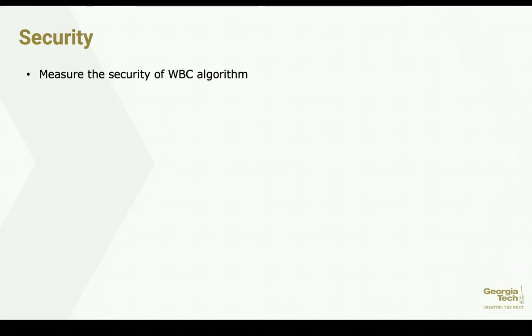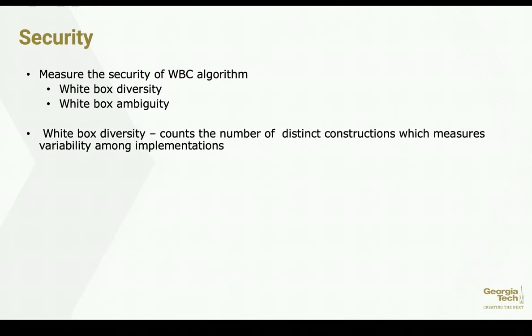In this section, we are going to discuss how secure this newly proposed algorithm is. The paper initially tells about the two metrics, or two aspects, through which we can measure a WBC algorithm. Those are white box diversity and white box ambiguity. The same metrics have been used to analyze this algorithm. So we will see what white box diversity is. Diversity counts the number of distinct constructions, which measures variability among implementations. So how much variability there is between implementations shows its diversity, and it is useful in foiling pre-packaged attacks.